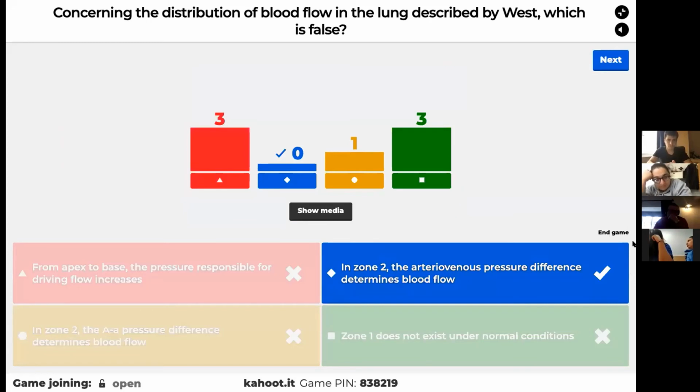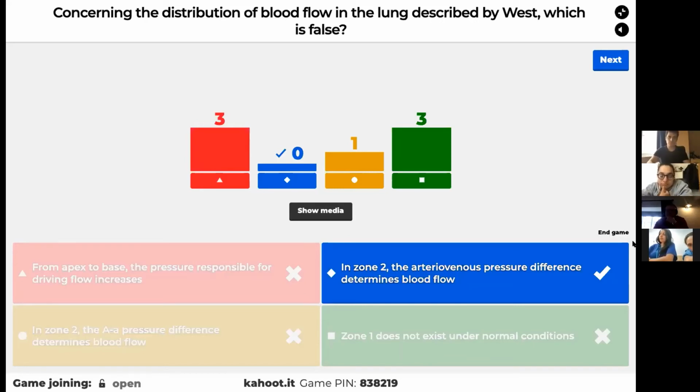Okay, so the correct answer is in zone 2, the arteriovenous pressure determines blood flow. So we're asking which is the false one. The rest of them are all true. This is one of those questions that they get. It's very pernickety, and it does come up. I'm not going to lie.